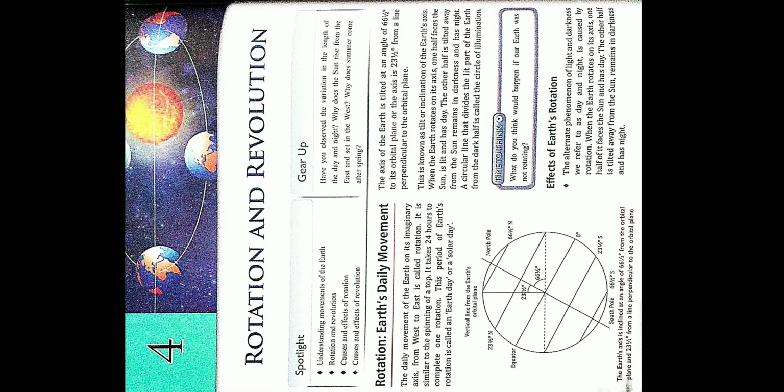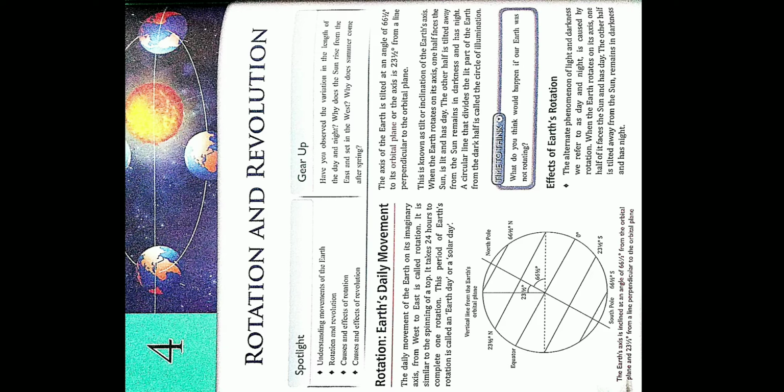Now, because of this tilt, the earth is divided into two parts. The one part is facing towards the sun, they have day, whereas the other part which is opposite to the sun has night. And the line which divides the dark half from the light half is called the circle of illumination. Let's see the effects of Earth's rotation.